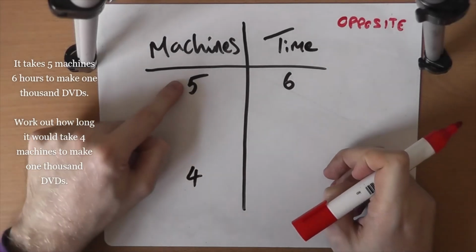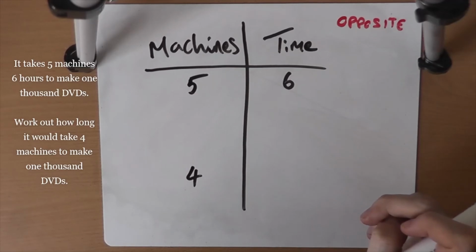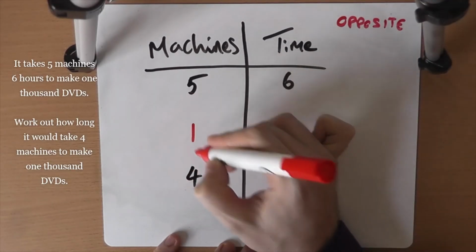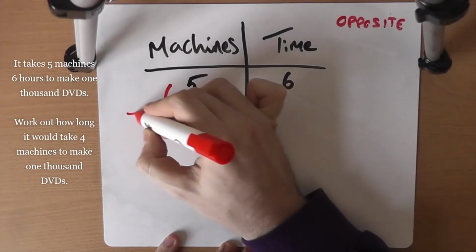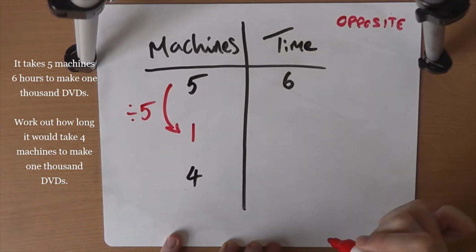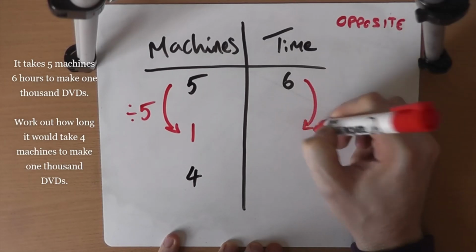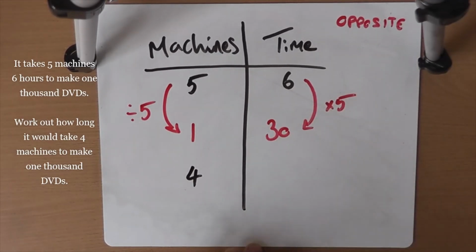Now the problem here is that we start with 5 and we're changing down to 4. There is no easy way to go directly from 5 to 4. So why don't we go via a middle value? Why don't we scale down to 1 machine and then scale back up to 4? With 5 down to 1, we'd have 5 times fewer machines. We'd be dividing the number of machines by 5. And if they're changing in opposite directions, if we have 5 times fewer machines, it will take 5 times longer for them to do it. 5 machines take 6 hours, 1 machine will take 5 times longer at 30 hours.